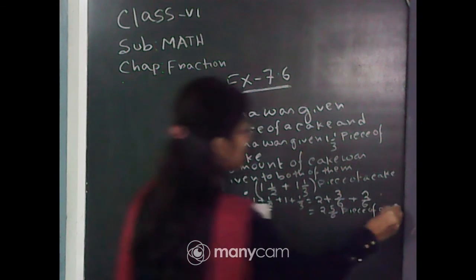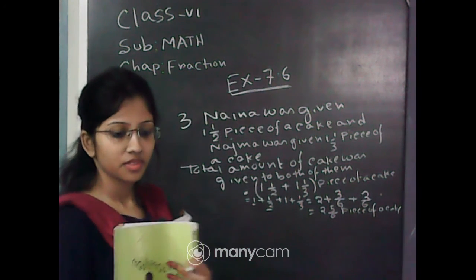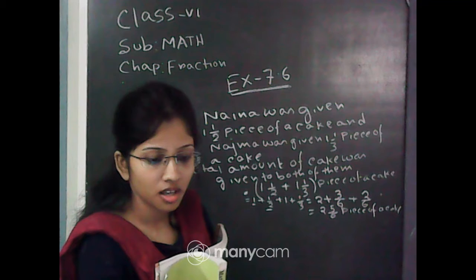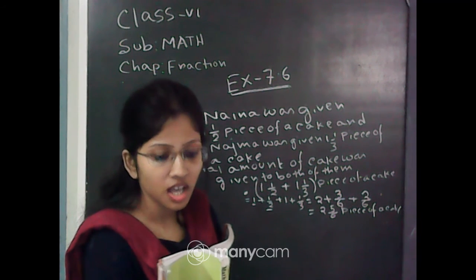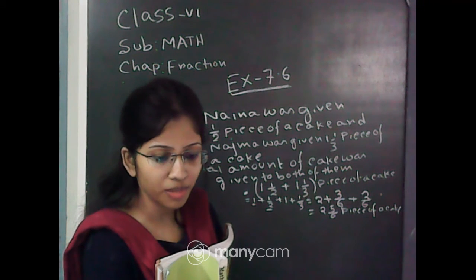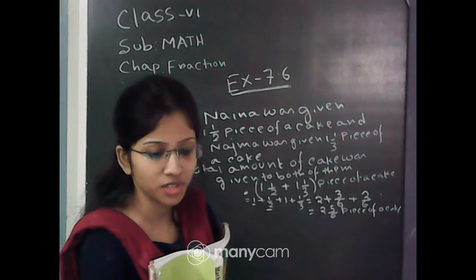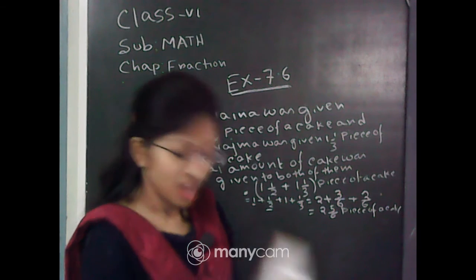Up to this portion, any problem, students? Yes. Total cake given to both of them is 17/6 piece of a cake or 2 whole 5/6 piece of a cake. Very good.